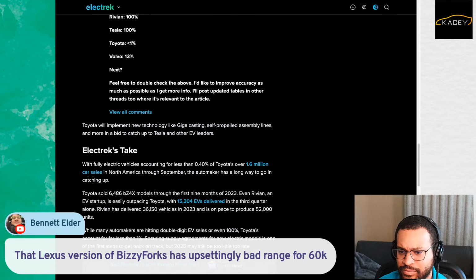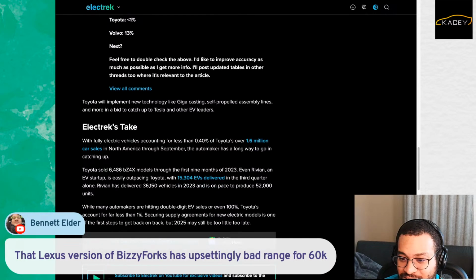And more in a bid to catch up to Tesla and other EV leaders. With fully electric vehicles accounting for less than 0.4% of Toyota's over 1.6 million sales in North America through September, the automaker has a long way to go in catching up. Toyota sold 6,486 BZ4Xs through the first 9 months of 2023. Even Rivian, an EV startup, is easily outpacing Toyota with 15,304 EVs delivered in the third quarter alone.